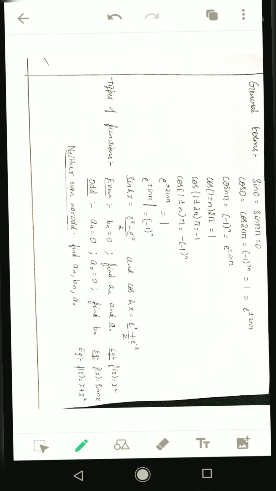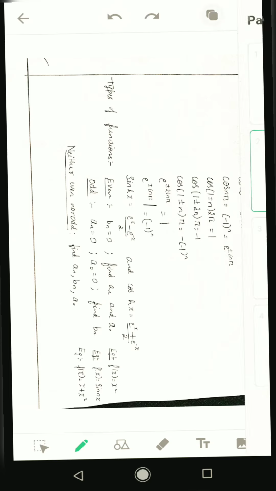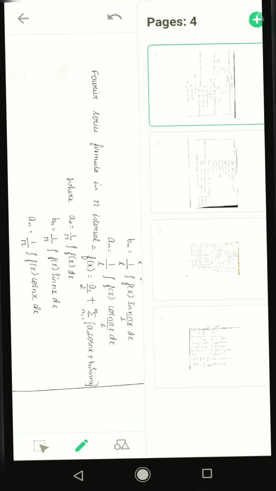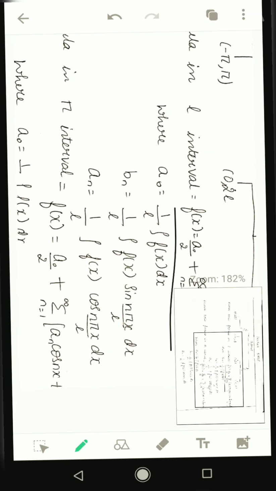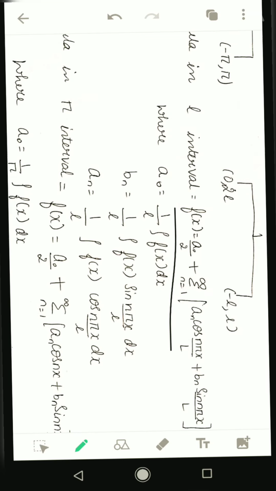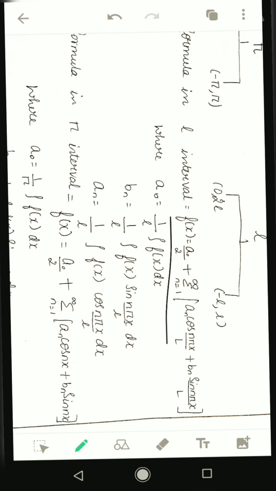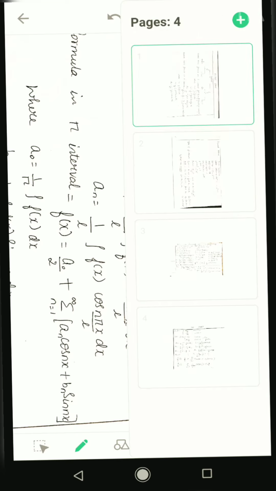So as I mentioned earlier, the types of function are even or odd. In the case of an even function, you will find a naught and an from the formula, as I showed you here, this is the formula for the L interval. So here you will be finding only a naught and an in the case of an even function. Whereas if the function is odd, you will not find an and a naught, and you will find bn. I'll give you an example.